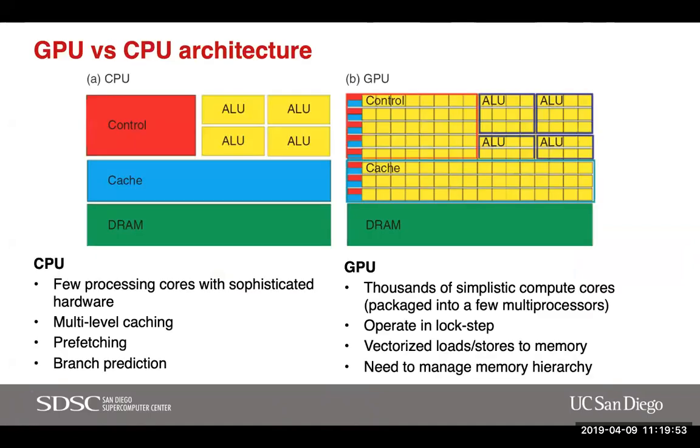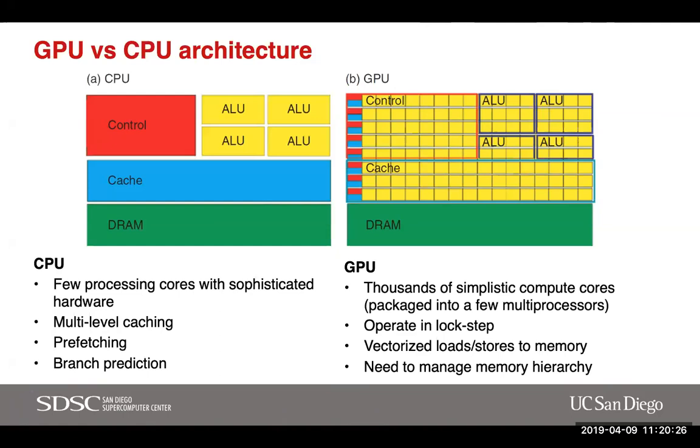So just as a very broad overview of GPU versus CPU architecture: if you take the real estate of an integrated chip surface area, in a CPU there are few processing cores, right? Arithmetic logical units, ALUs, but with sophisticated hardware. What's implemented is multi-level caching, prefetching, branch prediction. So the CPU does a lot in order to speed up the code that you have written.